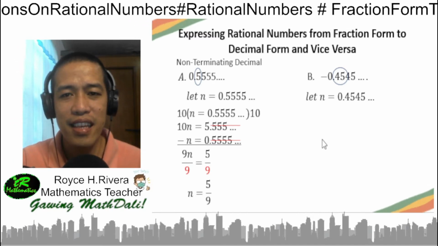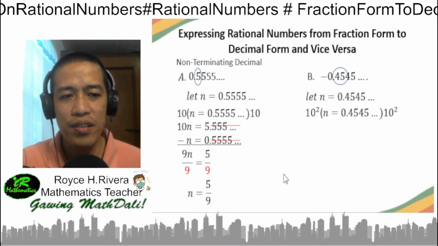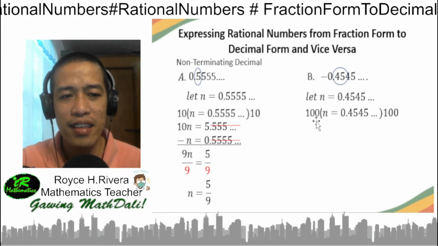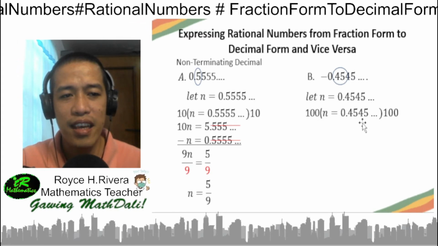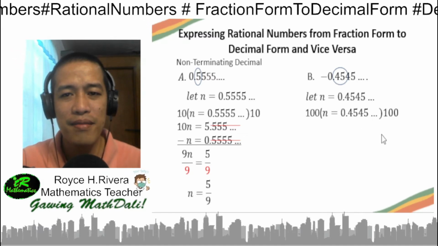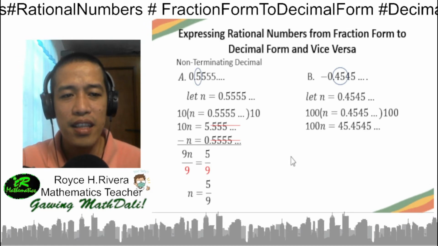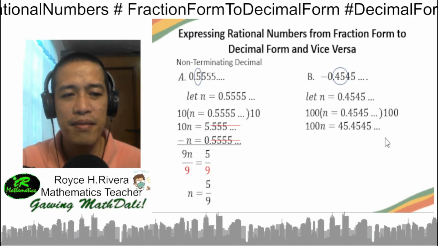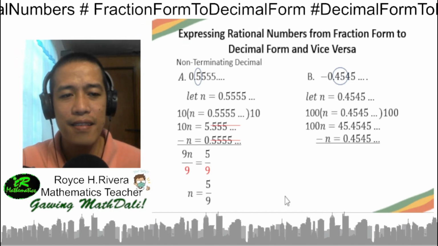Now, for letter B, since we have two repeating digits, we will multiply n by the proper power of 10, and that is 10 raised to 2. And 10 raised to 2 is equal to 100. We now then get the product of 100 times n and 100 times the non-terminating decimal 0.454545. We will have the product of 100n is equal to 45.454545, and we will subtract this by n.